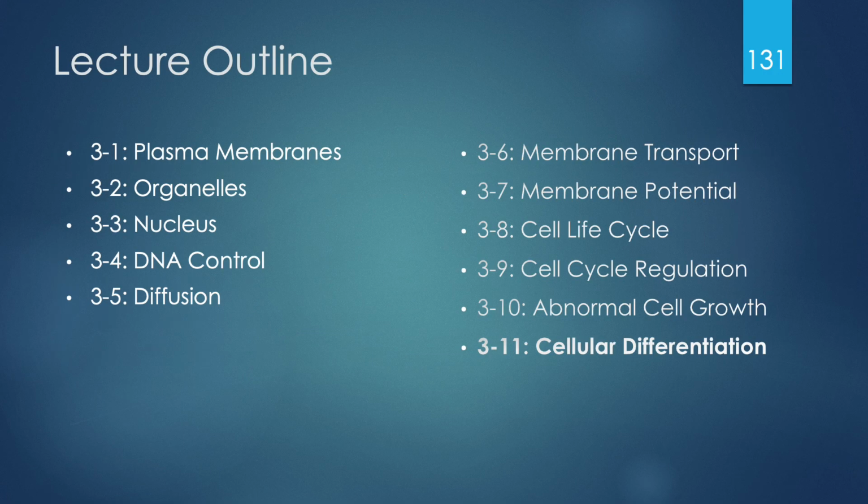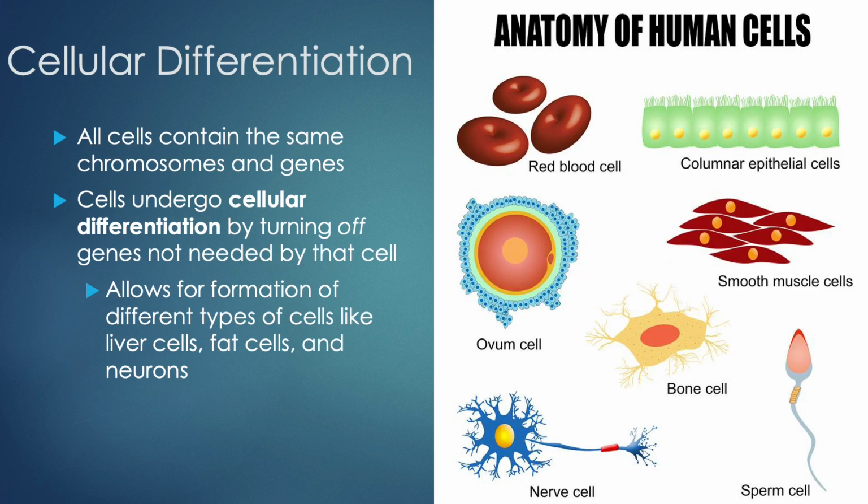All right, lastly, let's talk about cellular differentiation, which is 3-11 in your text. Stem cells contain all of the genetic information to create all of the different types of cells in our body. And all of the somatic cells in our body are going to contain the same chromosomes and the same genes. Cells undergo cellular differentiation by turning off genes that are not needed by that particular cell. So for that reason, our columnar epithelial cells, our smooth muscle cells, our bone cells, etc., they all contain the same chromosomes and the same genes, but they each turn off different genes that aren't needed in order to become different cells.